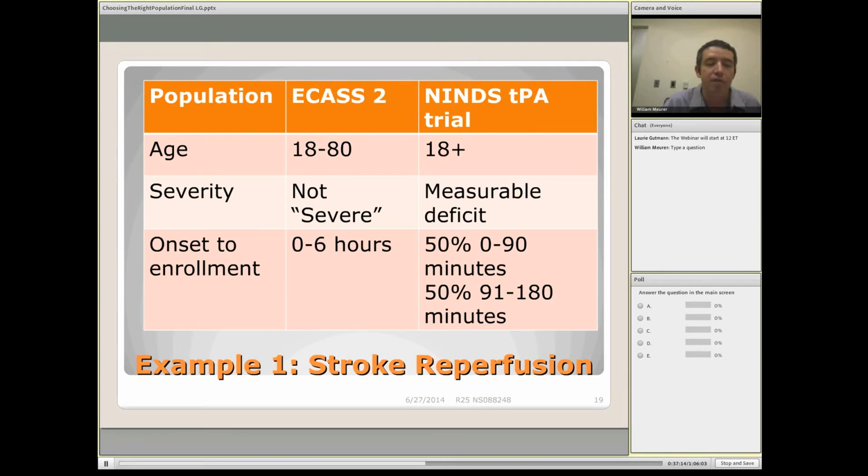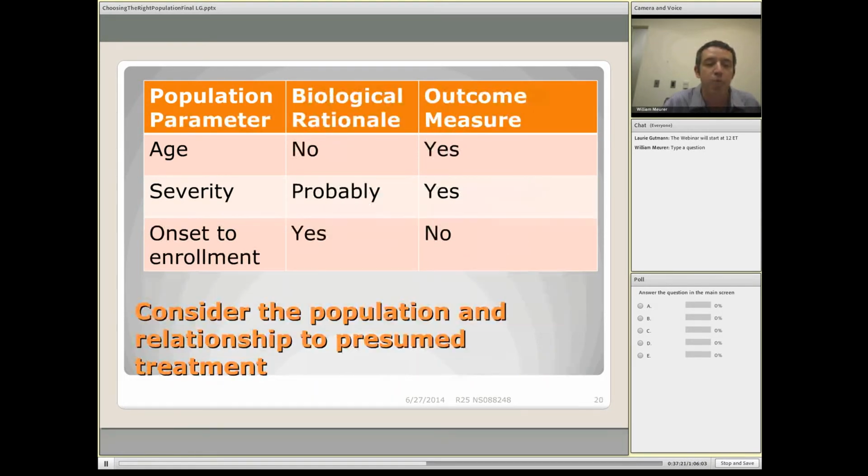And if you think about how these potential population parameters were related, the age, was there a real biological rationale for age? No. But was it related to the outcome measure? Yes. Severity, there's probably a biological rationale, especially that some strokes are so small that reperfusion is not going to be helpful. And perhaps there are some strokes that are so large that the damage is already done and that reperfusion may also not be helpful. So there was somewhat of a biological rationale, and obviously that severity affects the outcome measure.